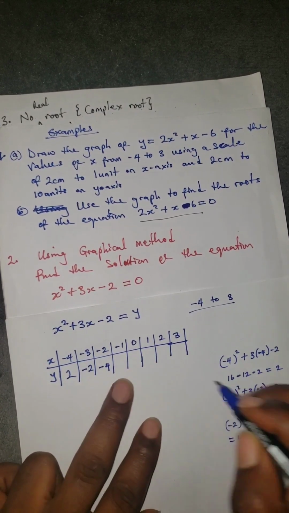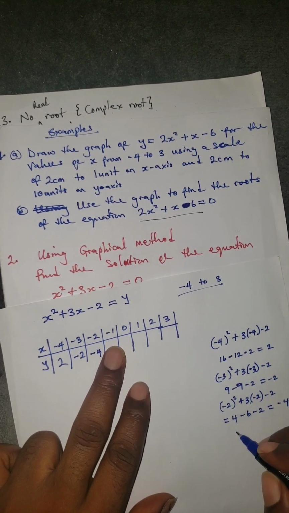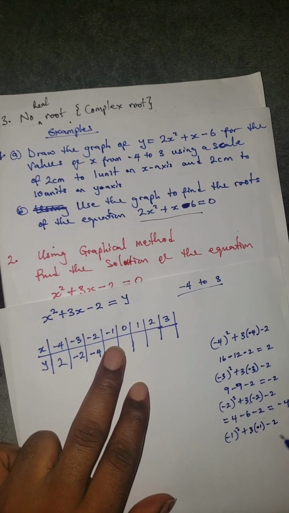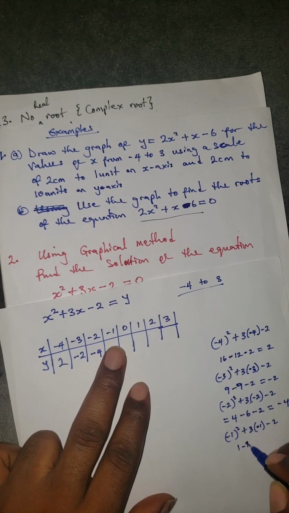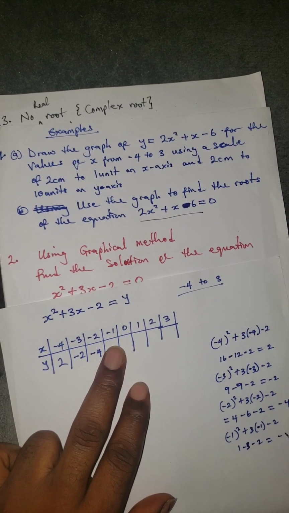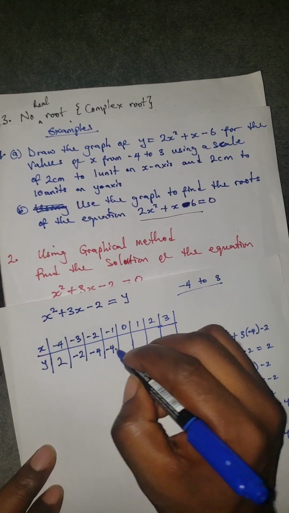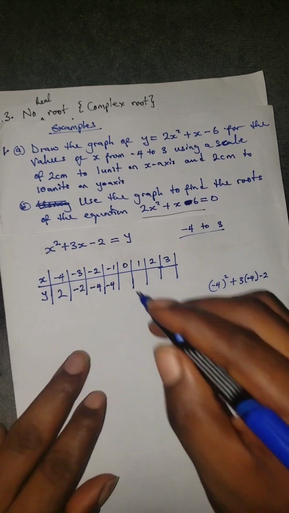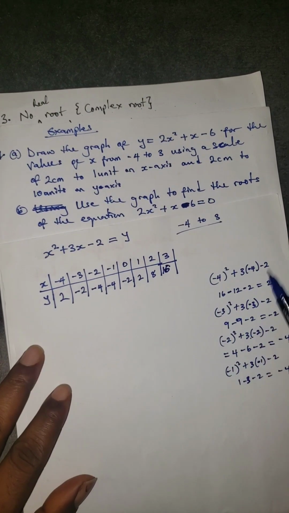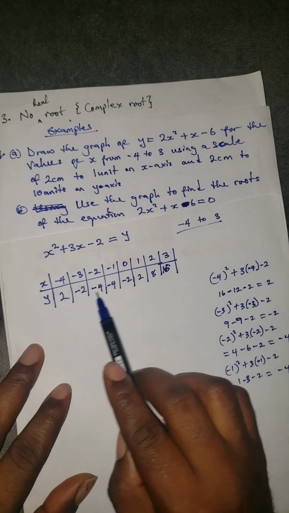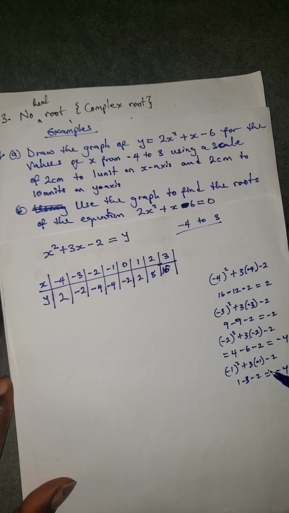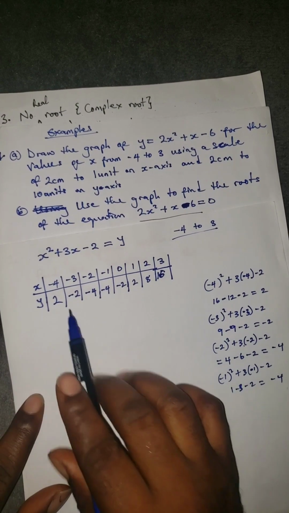So here is -4. So at -1, I have -1 squared plus 3 into -1 minus 2. That will give us 1 minus 3 minus 2. That will give us -4. So I have -4 here. So if you continue doing that, you fill up the rest. When you do these things here, or you use your calculator, you get this graph.